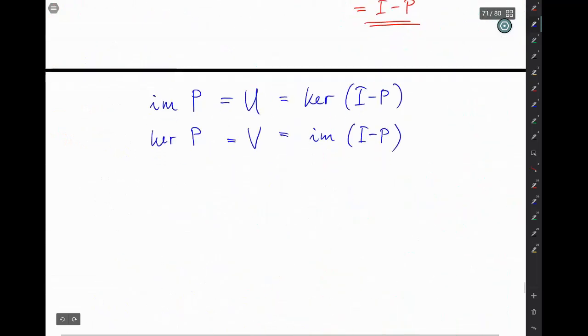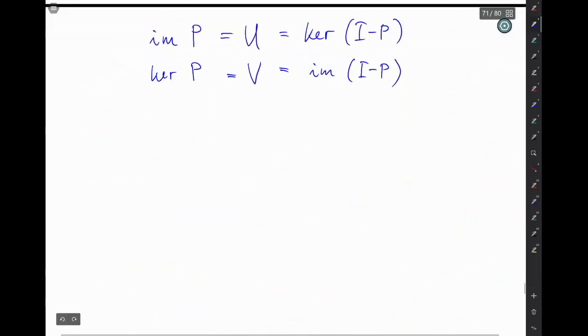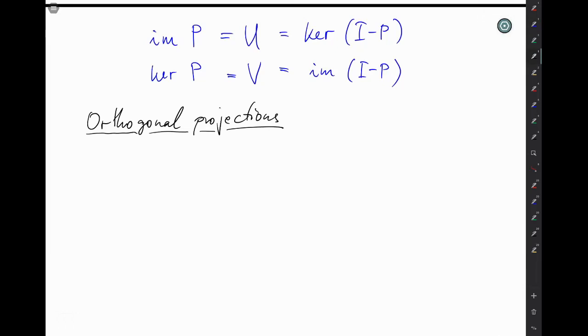Let's say one more thing about projections. I mean, when you hear about projections for the first time in your first year linear algebra course, then it's always about orthogonal projections, right? So if this is your space U, and this is your element x, then the projection will always act somehow orthogonally to your space U, so that you have a right angle here.